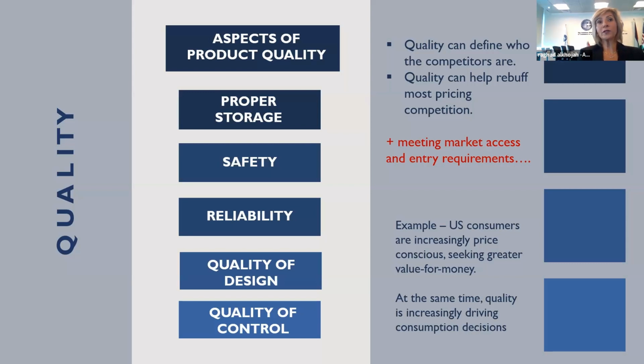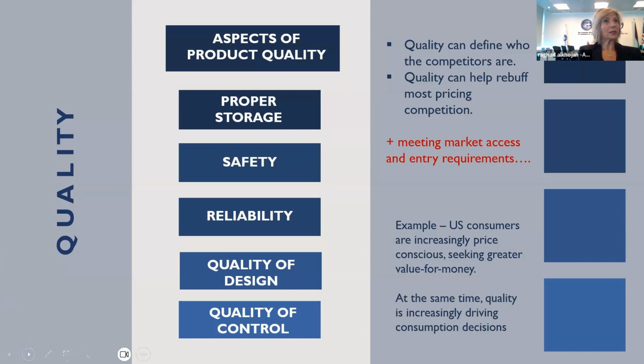US consumers are increasingly price conscious, seeking greater value for money. Today, we noticed that prices of all consumer goods have increased in the US, and that's why disposable income for families and consumers is becoming more and more important, because people are looking for dollar value for what they are buying, and this will reflect on what you are offering. At the same time, quality is increasingly driving consumption decisions. So this means that people are not looking for the cheapest, but they're looking for the right product with the right quality that they are paying their money for.